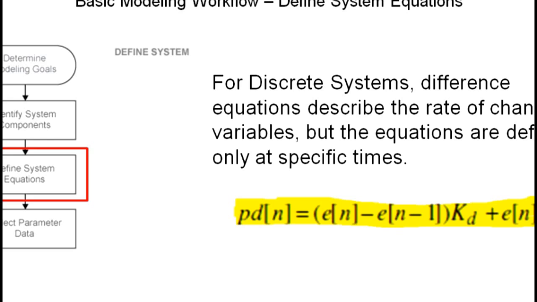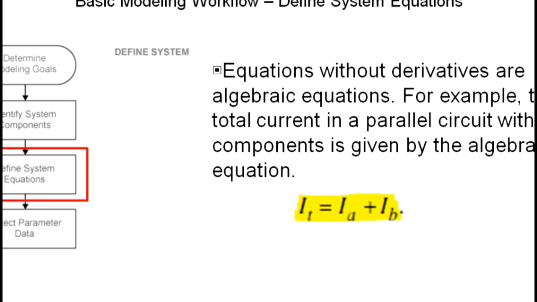Then we have a discrete system. For discrete systems, difference equations describe the rate of change of variables, but the equations are defined only at specific times. For example, highlighted in yellow is the control signal from a discrete proportional derivative controller. Third is equations without derivatives, which are algebraic equations. For example, the total current in a parallel circuit with two components is given by the algebraic equation IT equals IA plus IB. These are the three types of equations that can be there in the system.